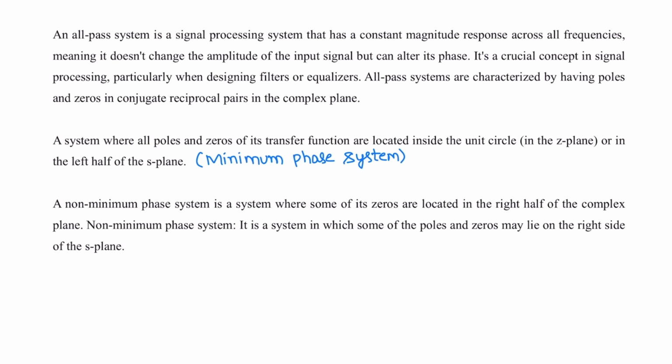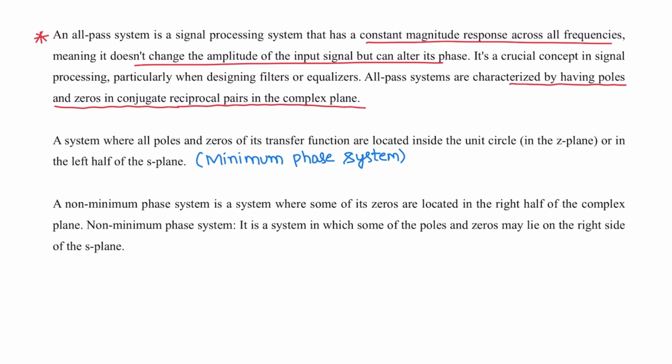An all-pass system is a signal processing system that has constant magnitude response across all frequencies, meaning it doesn't change the amplitude of the input signal, but it can alter its phase. Only phase is changed, but not the amplitude. It is a crucial concept in signal processing, particularly in designing filters and equalizers. An all-pass system is characterized by having poles and zeros in conjugate reciprocal pairs in the complex plane.